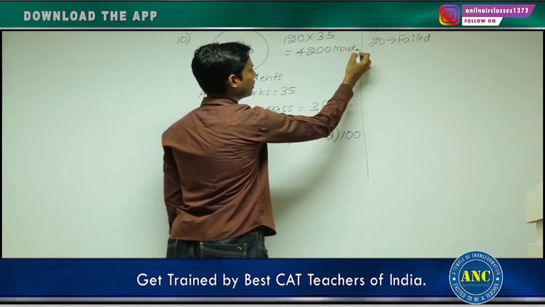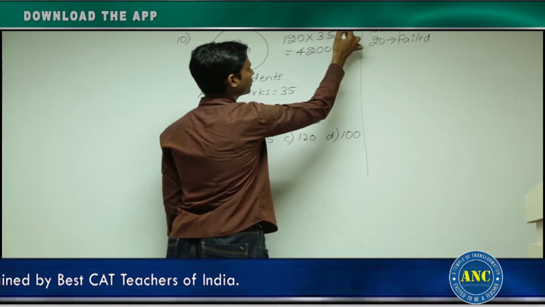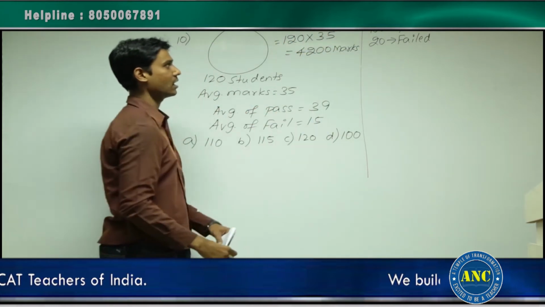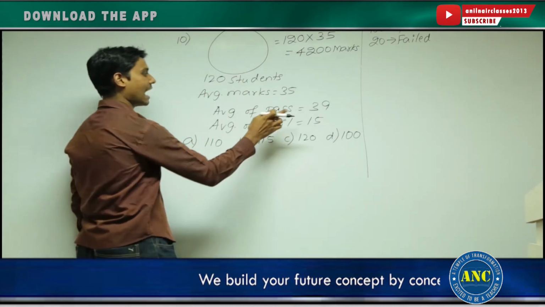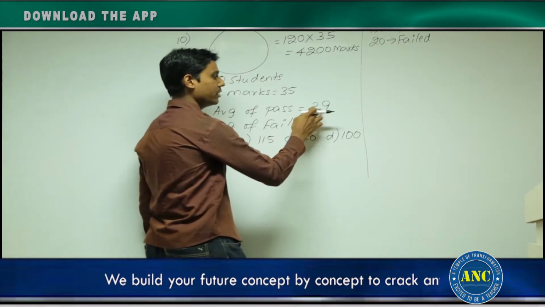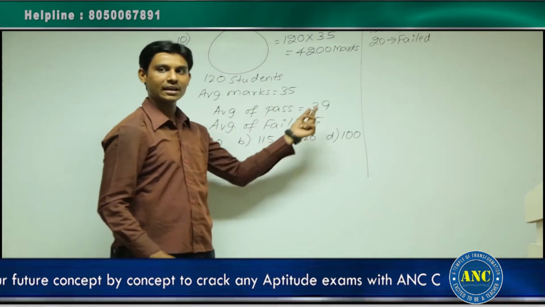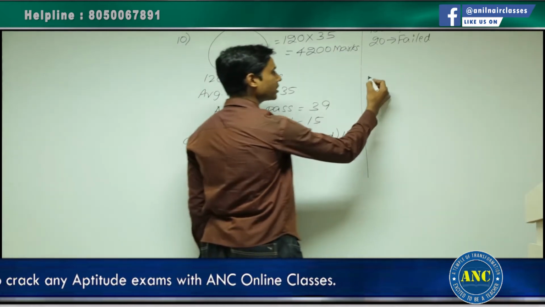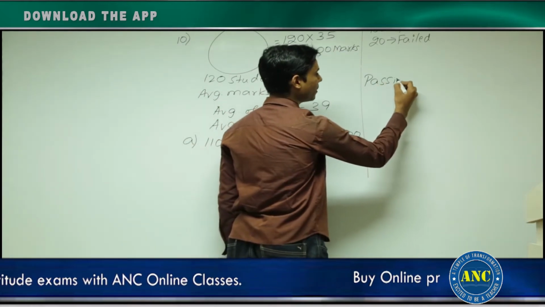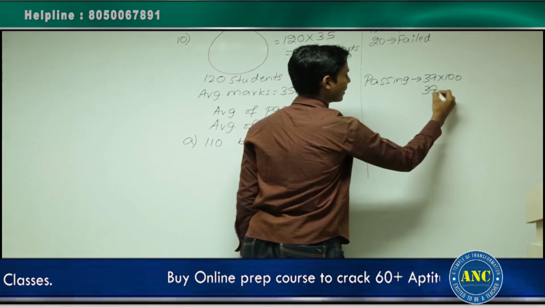Total marks is 4,200. Clear with this approach? Now see here. I am assuming 100 passed. The passed candidates' average is 39. What is the meaning of the average of passed candidates being 39? All 100 candidates got 39 marks. That means the total passing marks is 39 into 100. It is 3900.